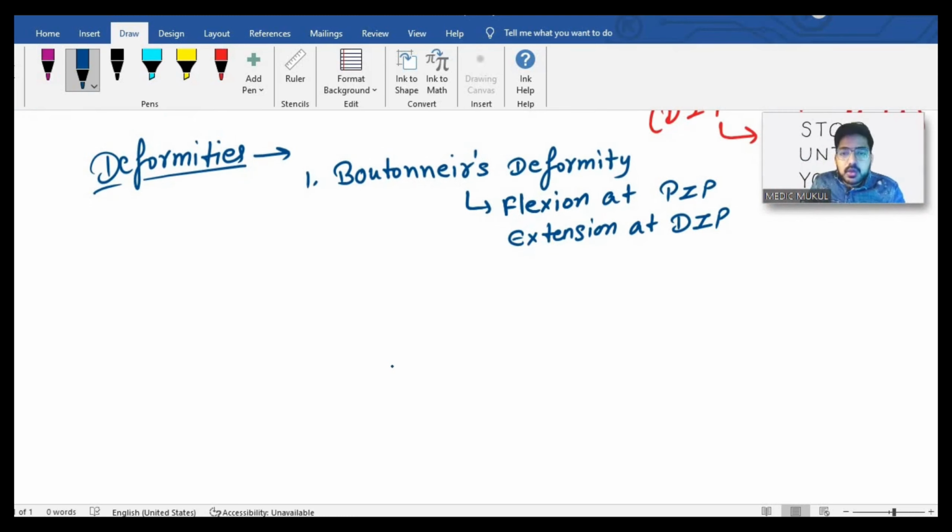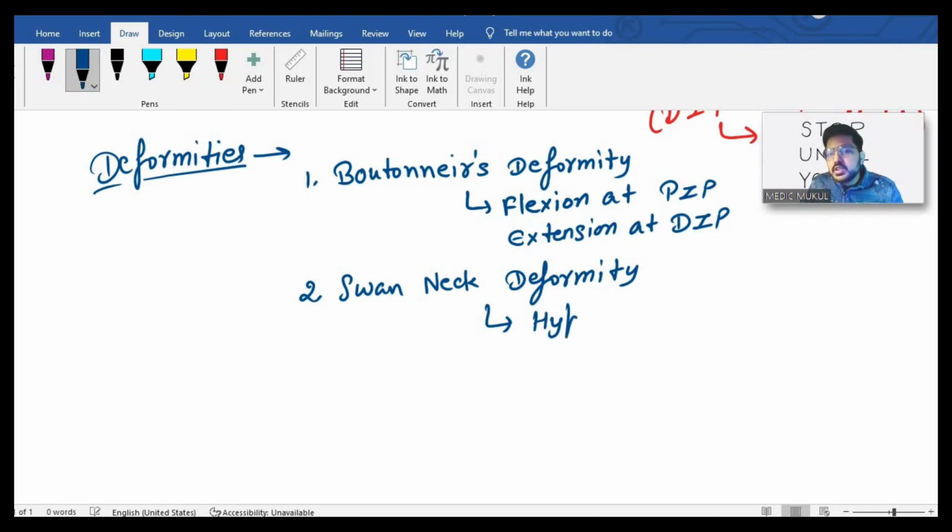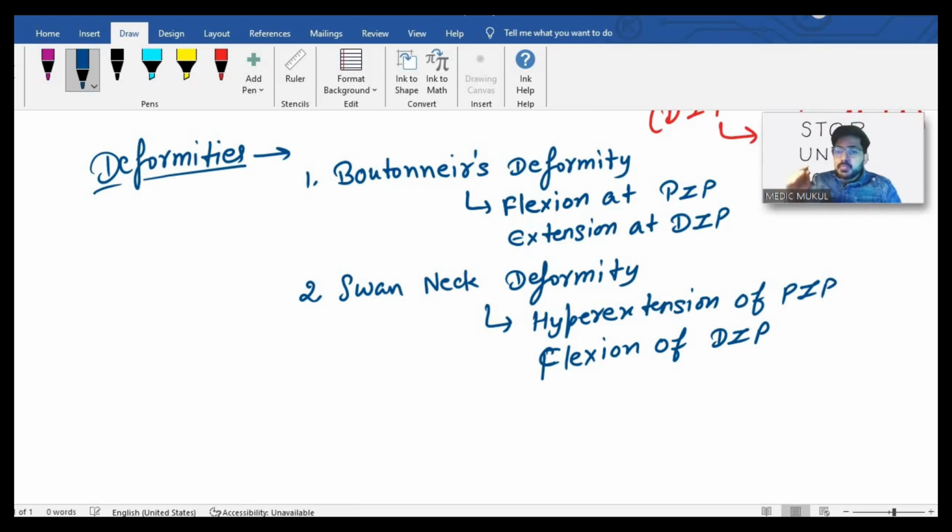Okay, the next one we have is swan neck deformity. So what will occur in the swan neck? Remember guys, there will be the hyperextension of the PIP, and there will be the flexion of the DIP. See, remember the Boutonniere deformity, and opposite of that is the swan neck deformity.